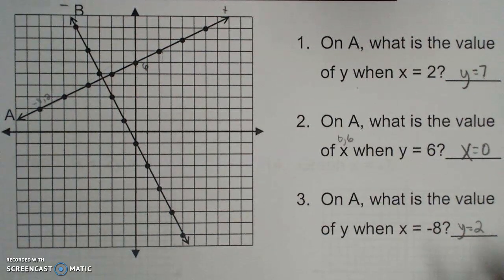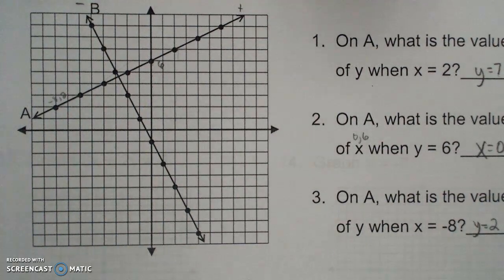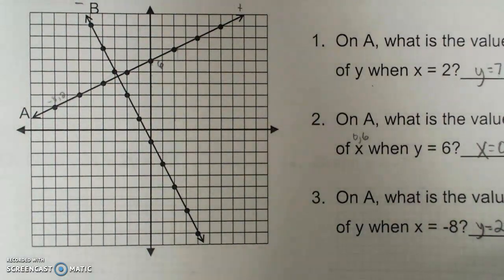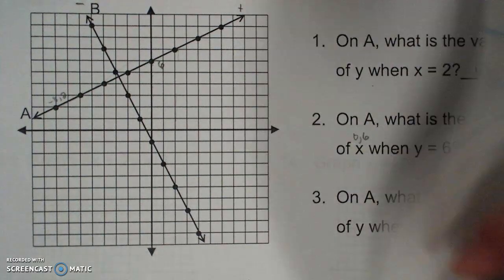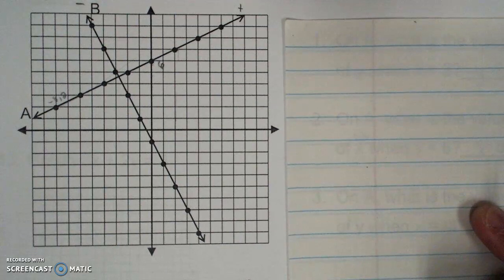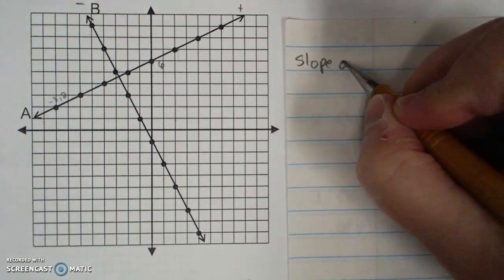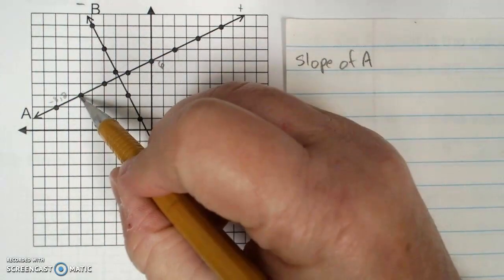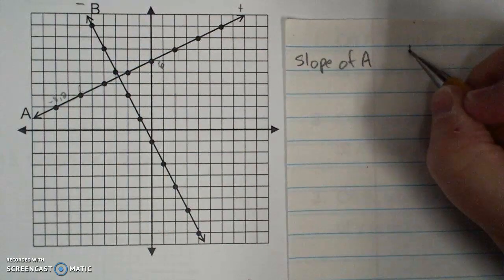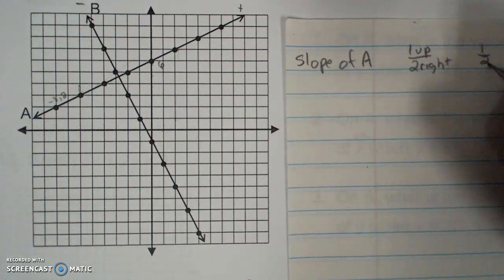Now the next part is going to be a little bit difficult. I can read the questions, and so I'm going to have a sheet of paper and I'm going to write them here. So let's do it this way. So if I want the slope of A, I'm going to go from dot to dot. It's 1 up, 2 right, 1 up, 2 right, so the slope is 1/2.